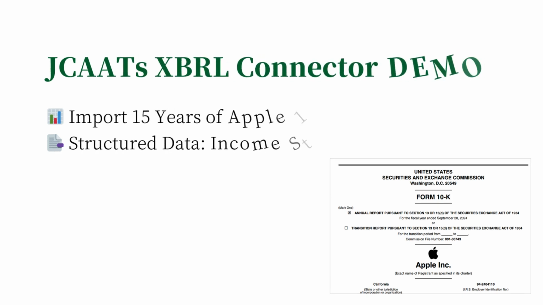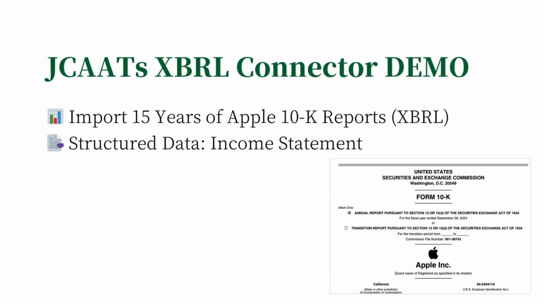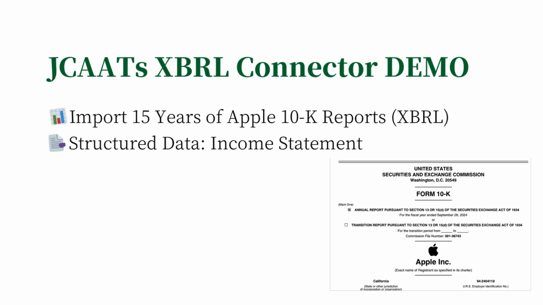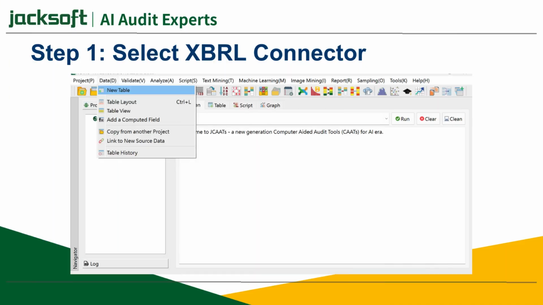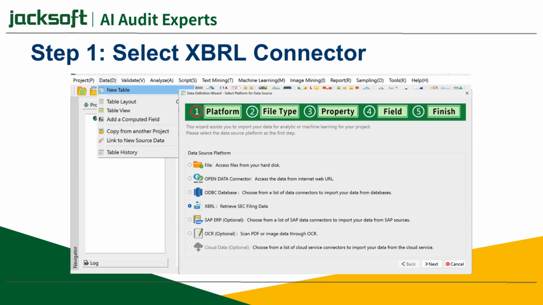Take Apple as an example. With just a few clicks, JCAATs pulls 15 years of 10-K filings and instantly extracts data like the income statement. Step 1. From the JCAATs menu, choose New Table to begin importing data. In this demo, we select the XBRL connector to pull SEC filing data directly.